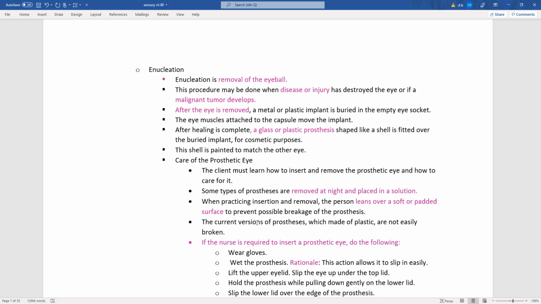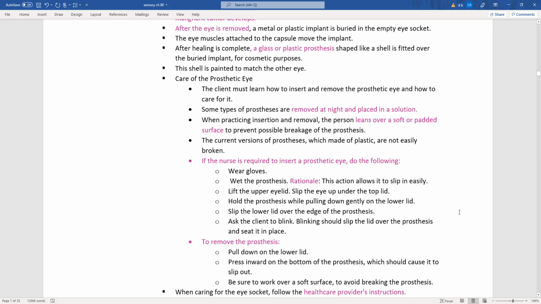When practicing insertion and removal, the person has to lean over. That's important to know. They need to lean over a soft or padded surface to prevent the eye from slipping out and breaking. So they're trying to prevent possible breakage of the prosthesis because it's a glass eye. The current versions are made of plastic, so it's harder for them to break.